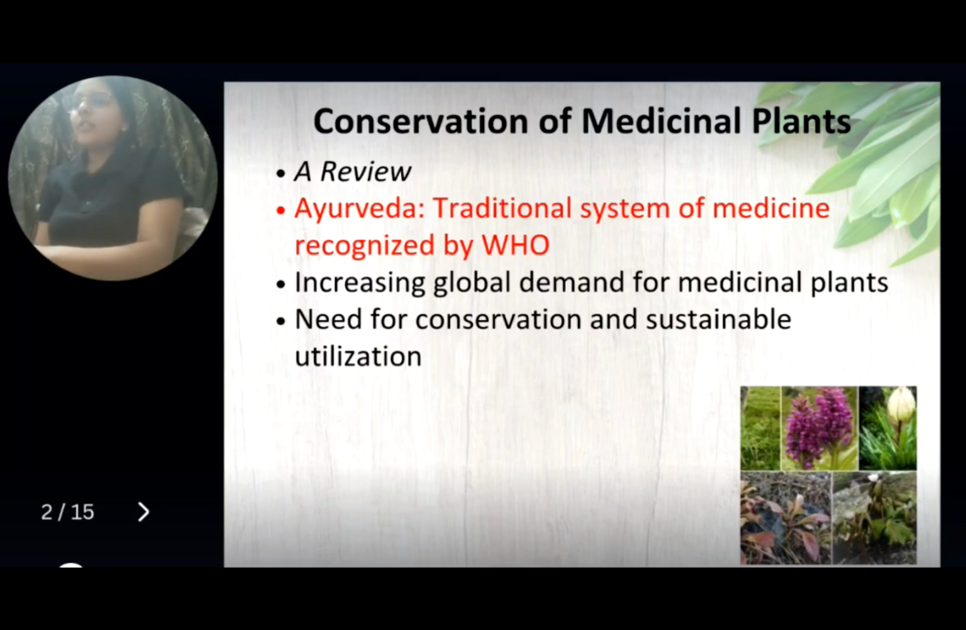So our first topic is conservation of medicinal plants. We will go with a review that Ayurveda is a traditional system of medicine recognized by WHO, the increasing global demand for medicinal plants, and the need for conservation and sustainable utilization.